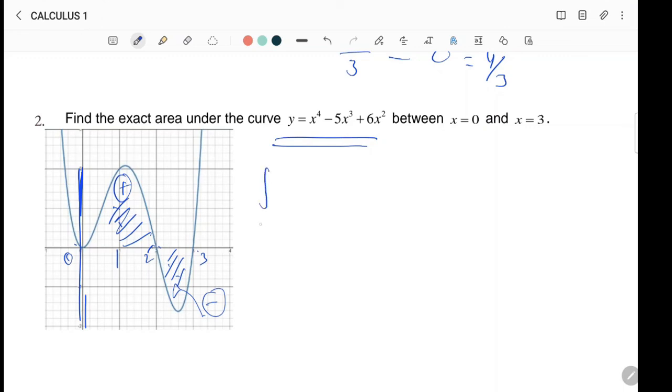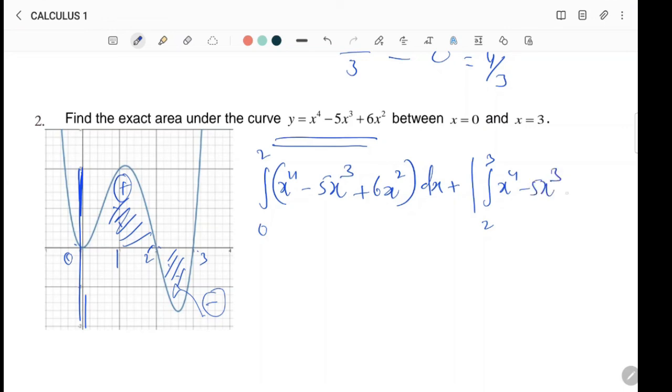Okay, so integrate 0 to 2, x to the power 4 minus 5x cube plus 6x squared dx. And we have to take the absolute value of this 2 to 3. We have to apply mod to x to the power 4 minus 5x cube plus 6x squared, because this will be negative, so we have to write a positive answer.